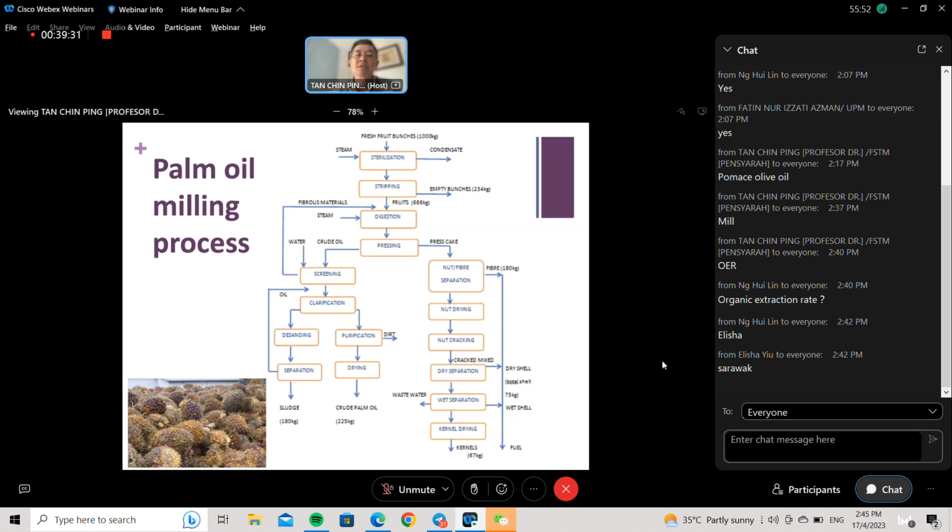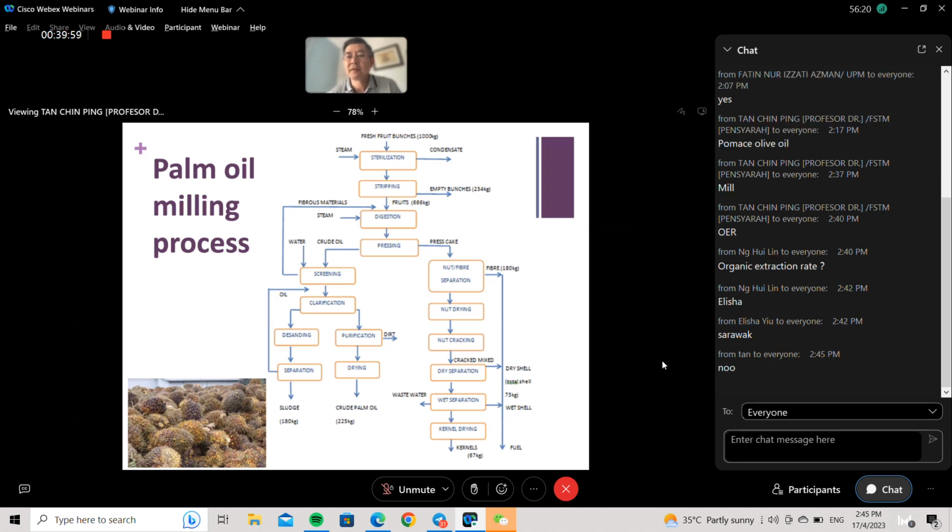Okay, so from fruit bunches, you are going to go through the sterilization process. This is usually the first step. Has anyone seen the real FFB before, or touched the real FFB before? No, none of you. Okay.